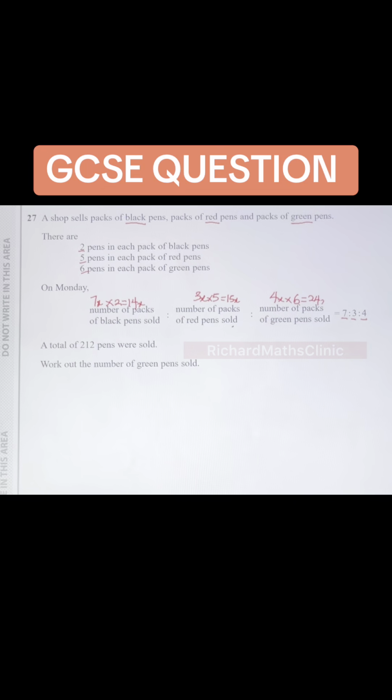Now I'm going to form an equation to get the total number of pens sold. Please take note, a total of 212 pens were sold. So that means if I add up all these expressions, I'm meant to get 212. That is 14x plus 15x plus 24x equals 212. I hope you're following. Fantastic.